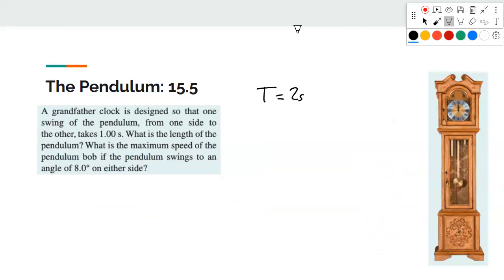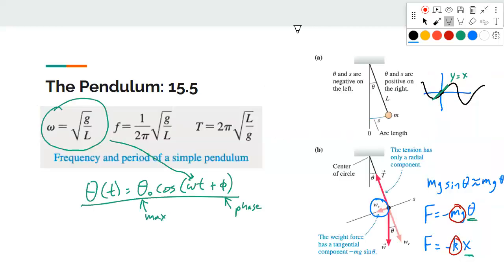What is the length of the pendulum? And then what is the maximum speed of the pendulum bob? Remember, bob just means the mass on the end, if the pendulum swings to an angle of 8 degrees. Okay, so the first question is just a great example of using our formula omega is root g over L. So we can plug that in and just use the period version.